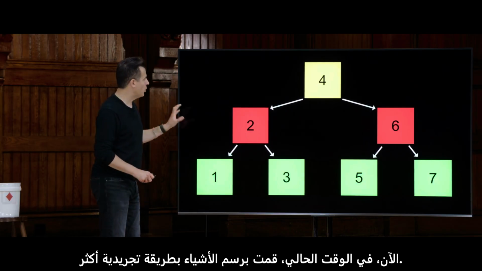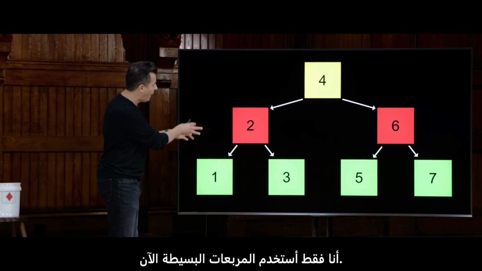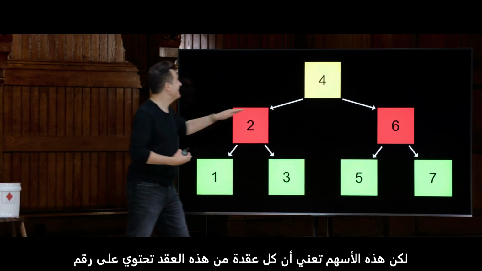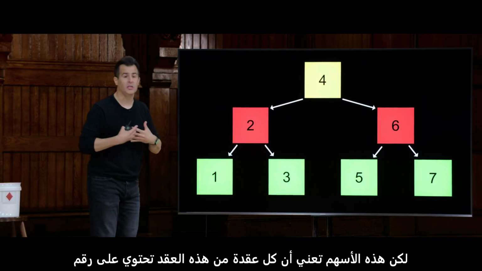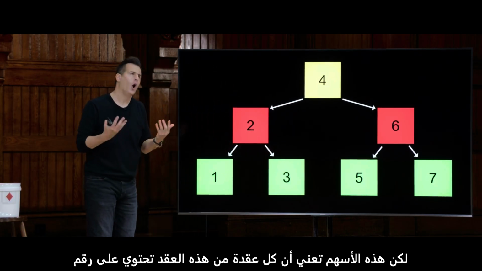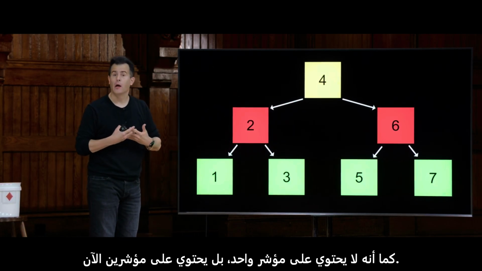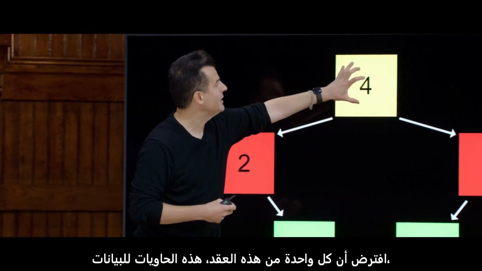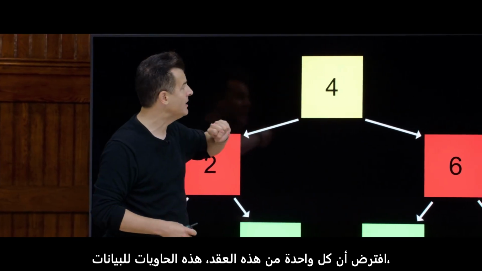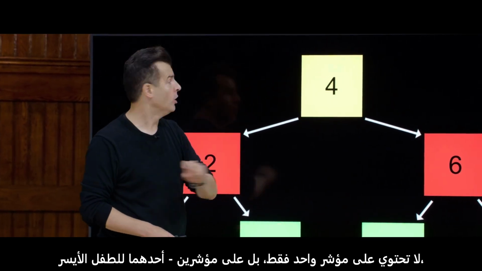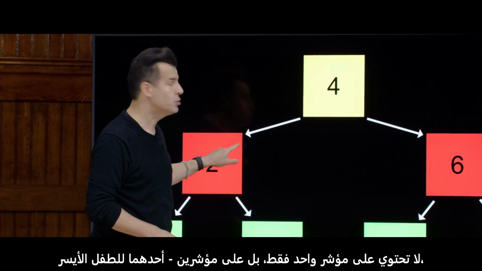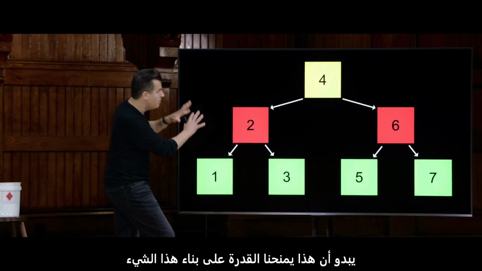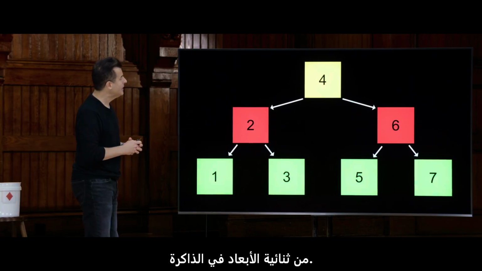Now, at the moment, I've drawn things more abstractly. I'm just using simple squares now. I'm not drawing rectangles with numbers and pointers. But these arrows do imply that each of these nodes containing a number also contains not even 1, but 2 pointers now. And in fact, that's where we get our second dimension. Suppose that each of these nodes, these containers for data, contain not just a single pointer, but 2 pointers, one for a left child, so to speak, one for a right child, so to speak. That would seem to give us the ability to build this thing up sort of 2-dimensionally in memory.